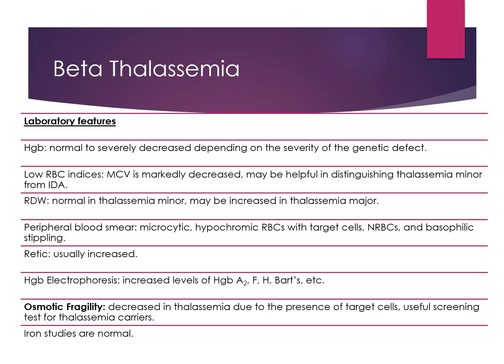Now, osmotic fragility is decreased in thalassemia due to the presence of those target cells, because remember, we've got that increased cholesterol within the cell membrane, and therefore it's structurally more sound with regard to the influences that those fluid forces can have. And so osmotic fragility is decreased, and that is also useful in screening for thalassemia carriers, because they may have the presence of target cells without the clinical signs and symptoms of thalassemia other than just the morphology.